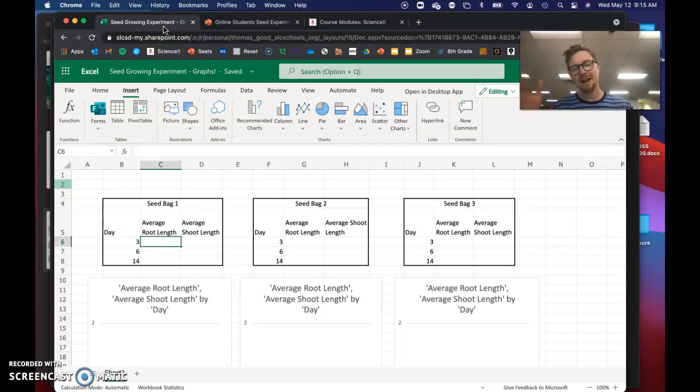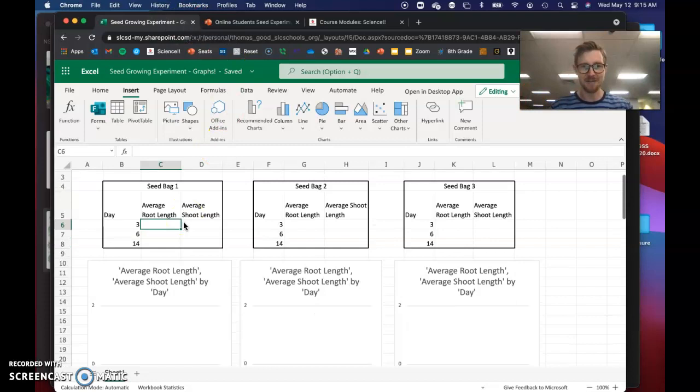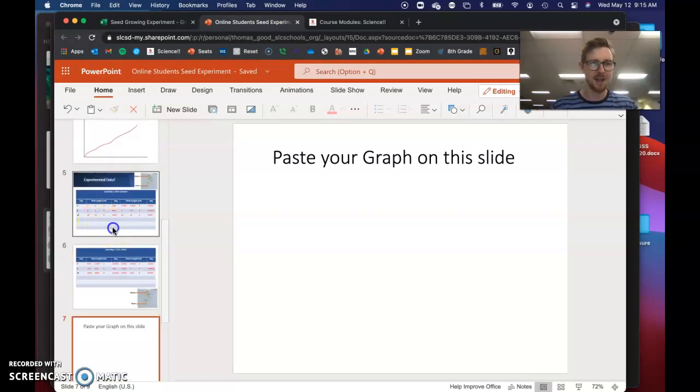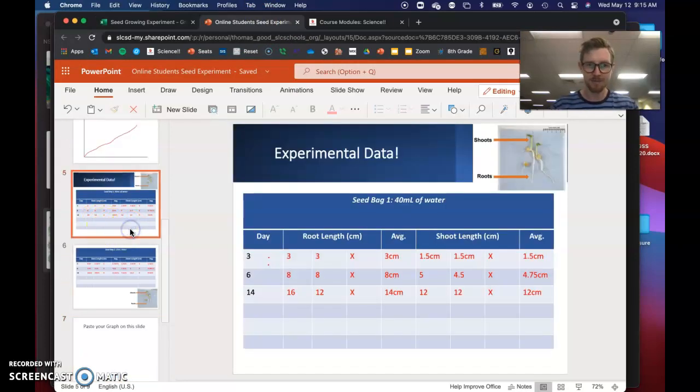Now, I was feeling kind of nice, and I made it pretty easy for you to make these graphs because they make themselves, basically. So let's talk about seed bag 1. If we go back to our data, seed bag 1, we took the average of the 2 seeds in the bag on day 3. The average of 3 and 3 is, of course, 3.